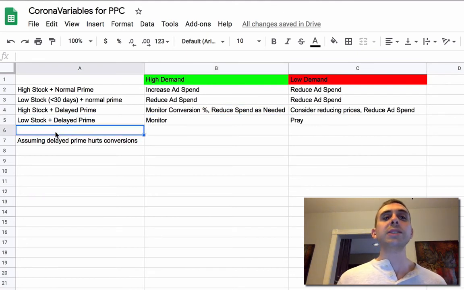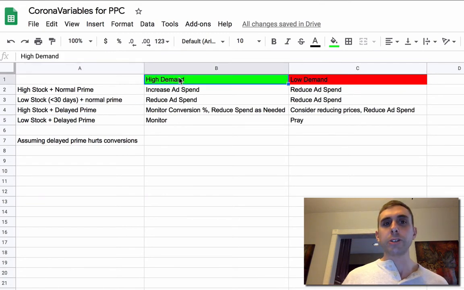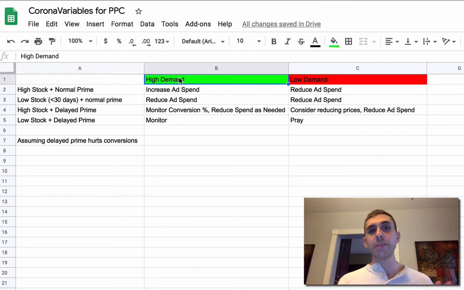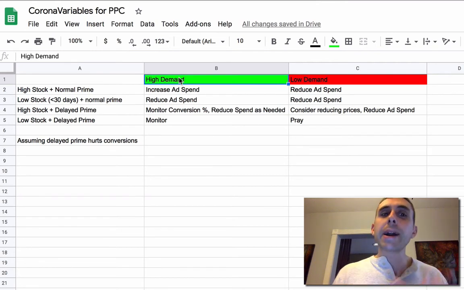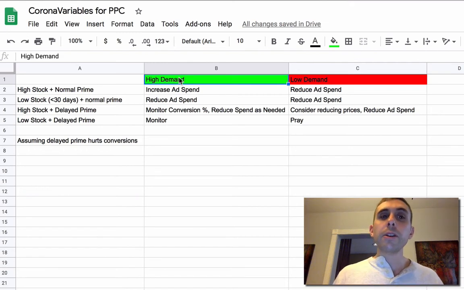Next, we have low stock plus delayed prime and high demand. So, a super high demand product with low stock and delayed prime. I put a monitor here. So just kind of keep an eye on this and see. You're going to run out of stock eventually, but that might be offset by the delayed prime and the conversion rates. So definitely monitor this situation.